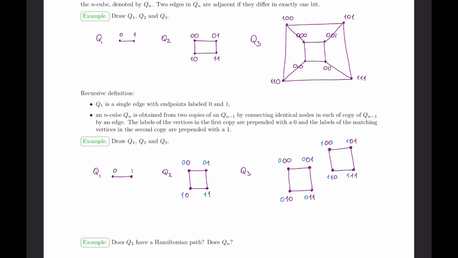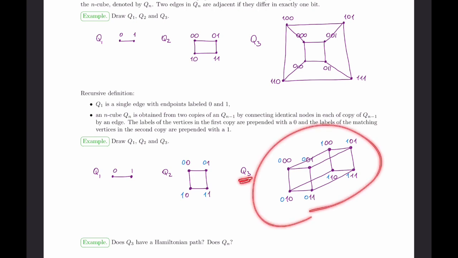Okay, and then I'm going to connect. You can connect first, it doesn't really matter. I'm going to connect the identical nodes from each copy. So the nodes that were the exact same labels in the previous graph are going to get connected. So these two, these two, these two, and these two. Okay, and this is now my hypercube Q3.